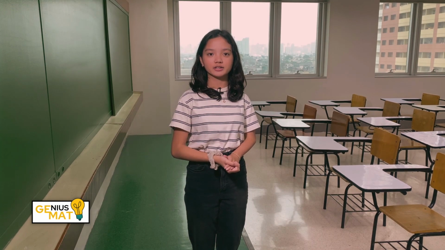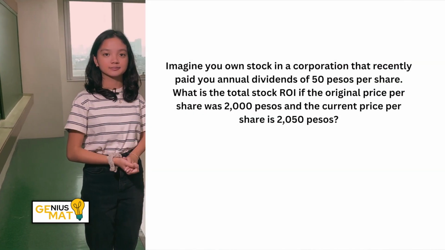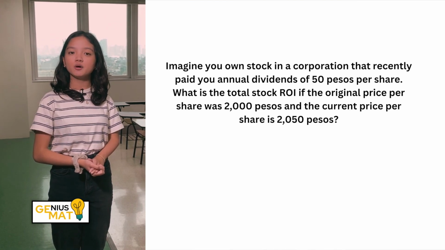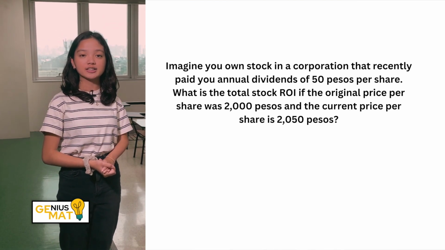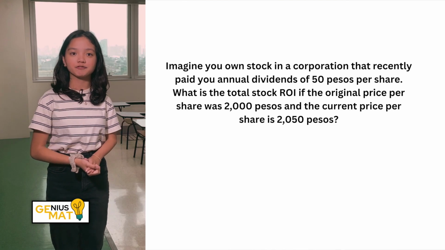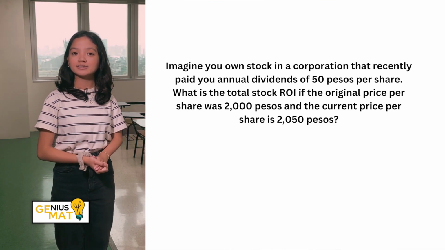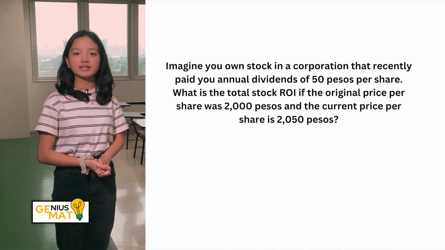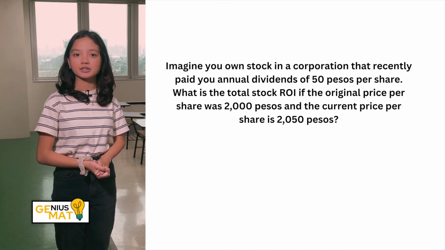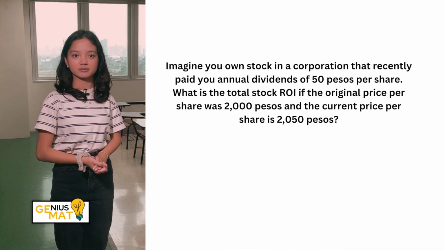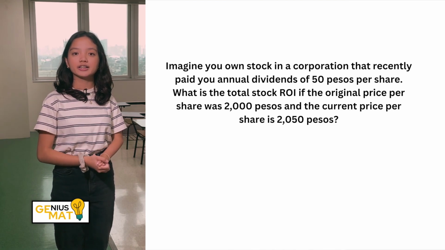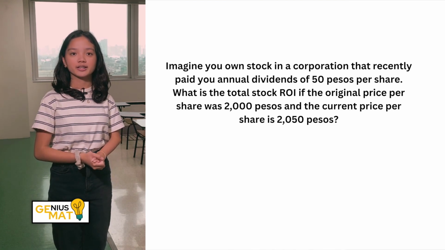Now that we have discussed what ROI means, I'm going to show you how we can solve it. So here is an example problem. Imagine you own a stock in a corporation that recently paid you annual dividends of 50 pesos per share. What is the total stock ROI if the original price per share was 2,000 pesos and the current price per share is 2,050 pesos? In order to calculate for it, we are going to use this formula.